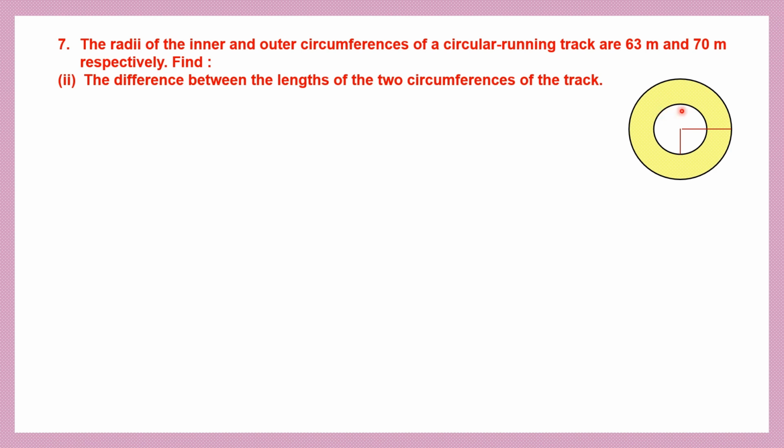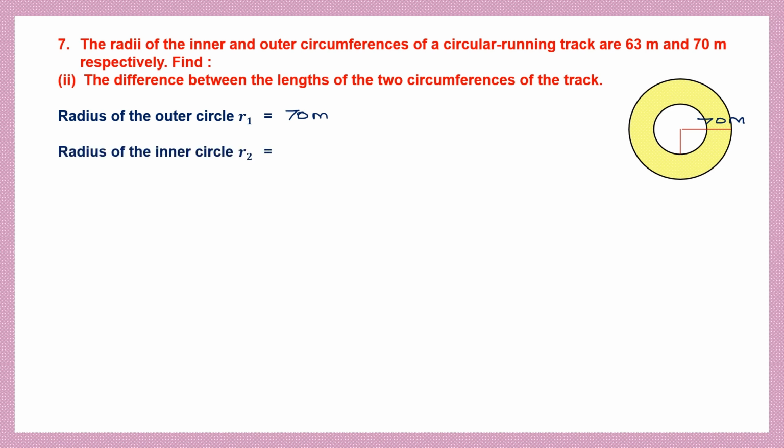of the track. So this is the inner circumference, this is the outer circumference. We have to subtract the two, we will find the difference. So the radius of the outer circle R1 is 70 meters, which is already given to us. And the radius of the inner circle is 63 meters. So this is also given to us. 63 meters. Now we are going to find the difference between the lengths of the two circumferences.